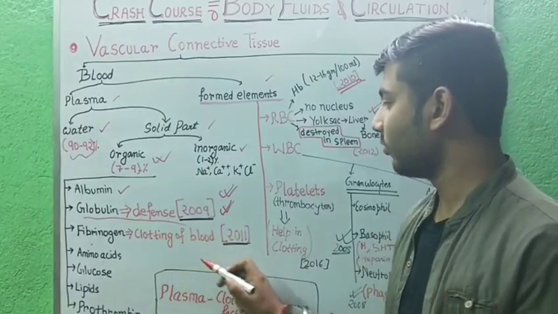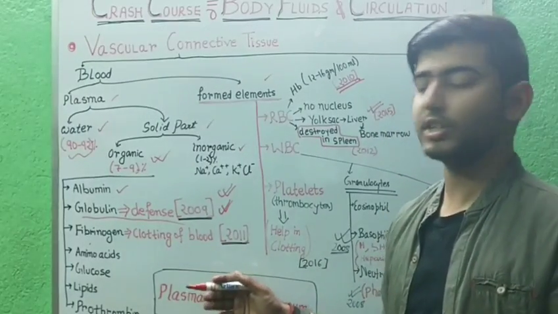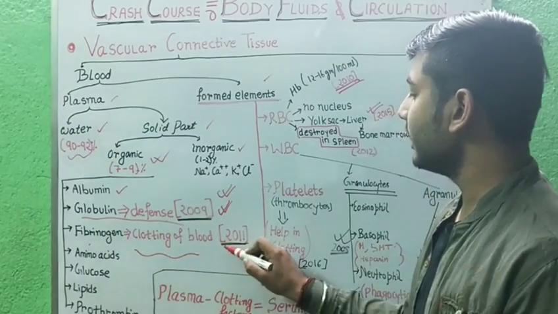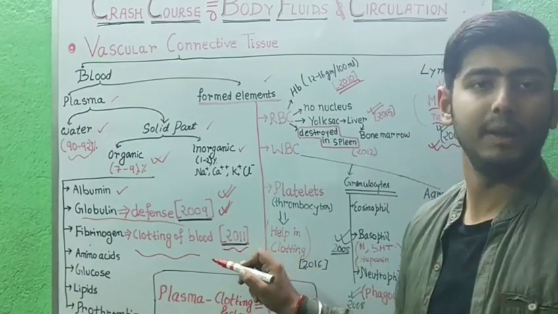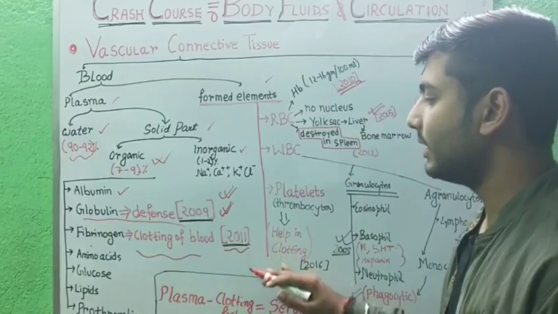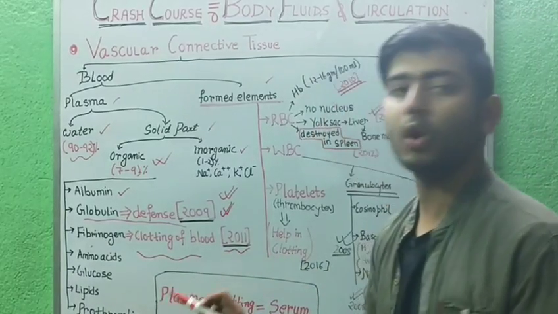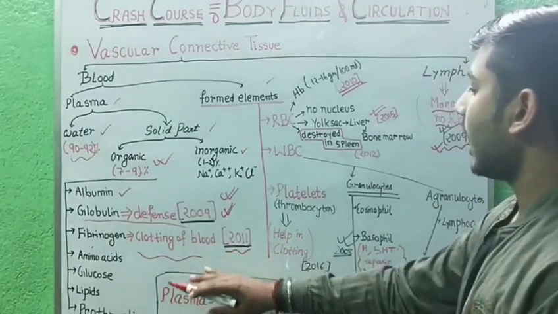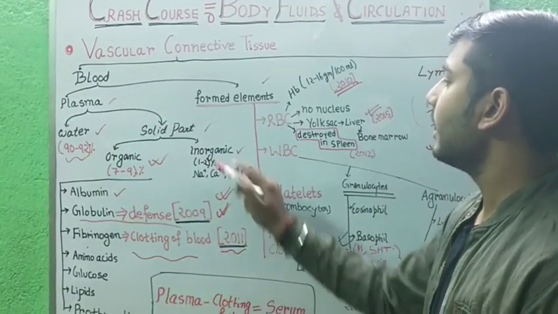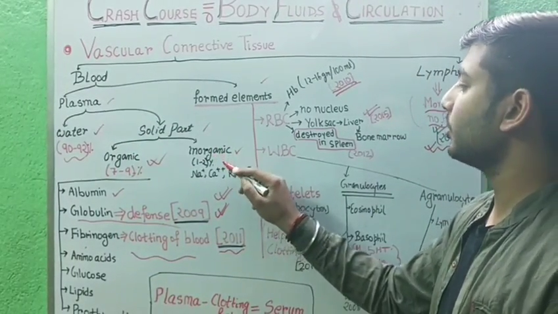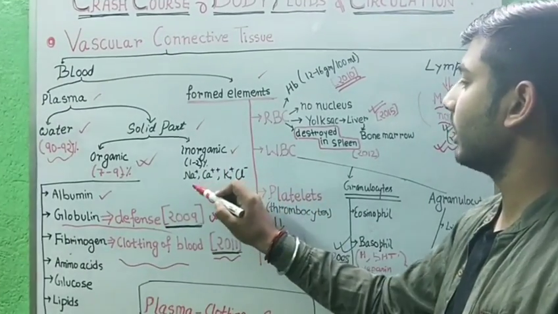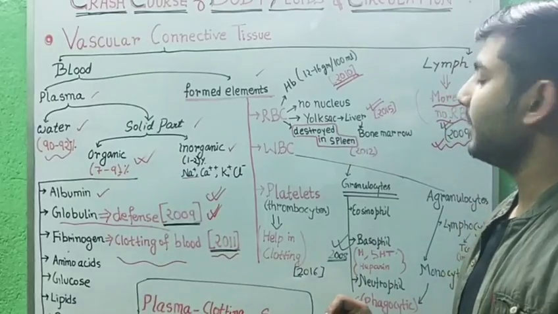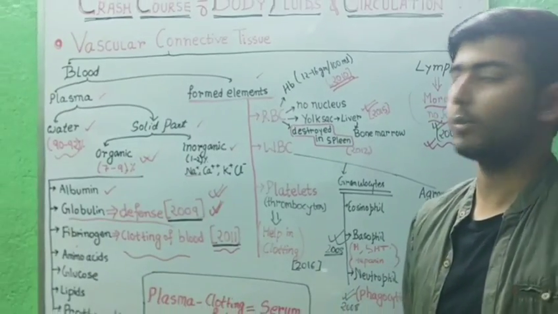Now fibrinogen. Fibrinogen helps in clotting of blood. In consecutive lectures we will clear about fibrinogen. It helps in clotting of blood. This question came in 2011 AIPMT. Another concept cleared. Now prothrombin. Prothrombin is a clotting factor. We will discuss clotting factors very soon. I hope this portion is cleared well. And the inorganic constituents are not important from the exam point of view. These constitute Na+, calcium, K+, chloride ion, and also bicarbonate ion.